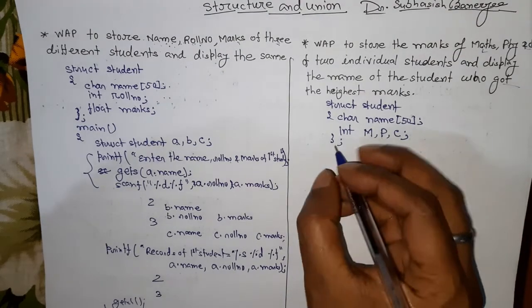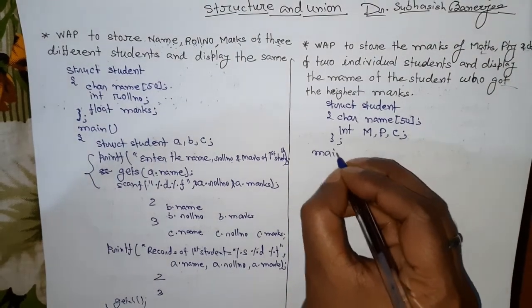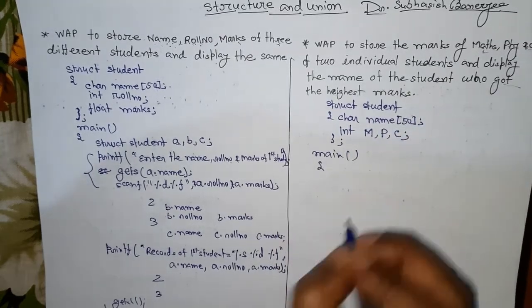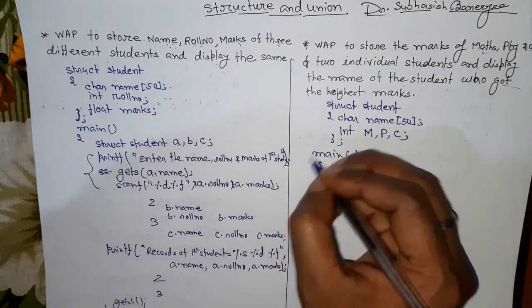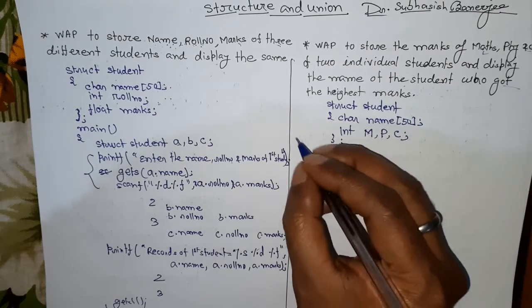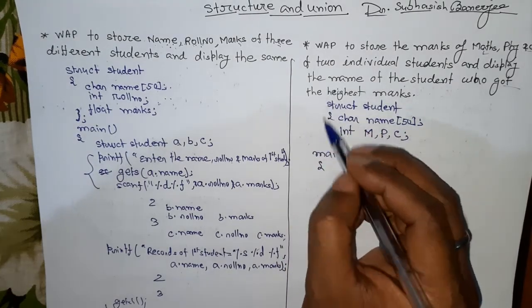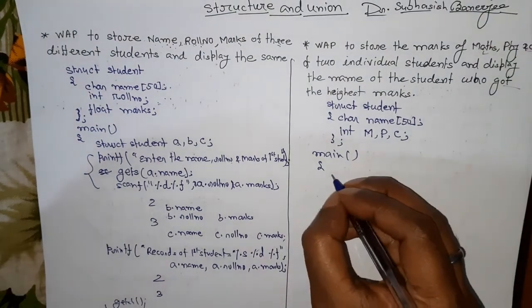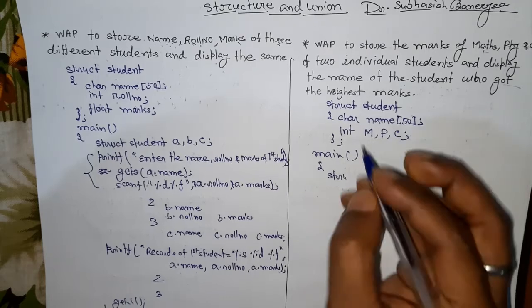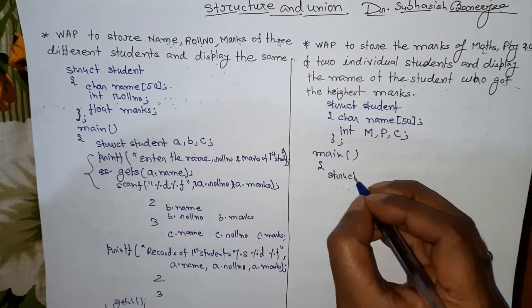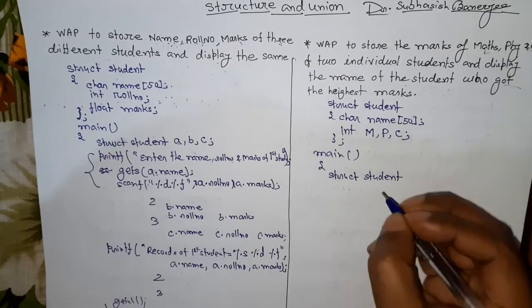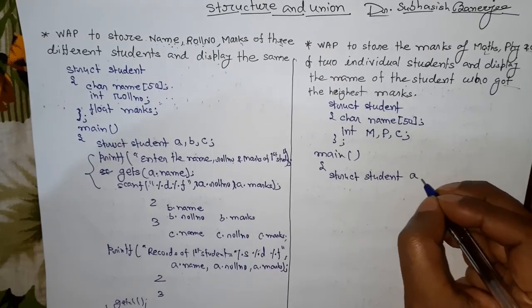So here inside the main, the choice is yours, you can define the structures inside the main function also. For making it simplest, we have defined the structure outside this main function, so it will be treated as global. Here we need to store the record about two individual students. So we need two variables whose type is the structure student. Let's have a, let's have b.